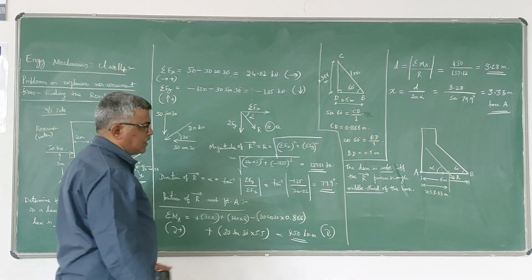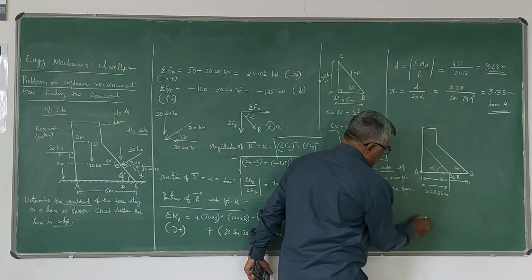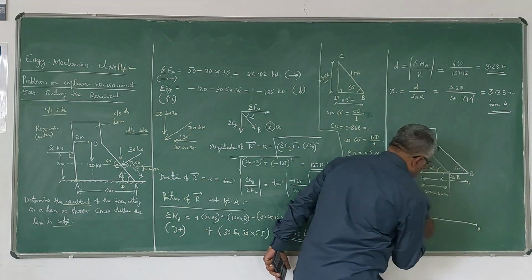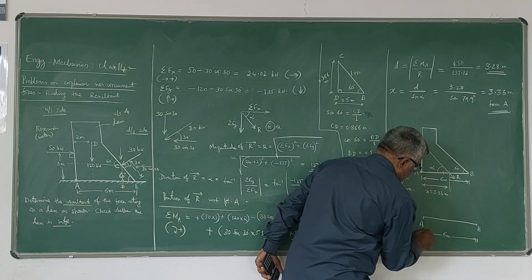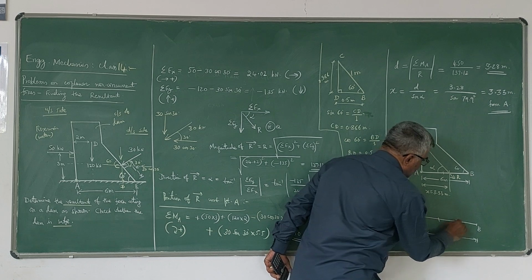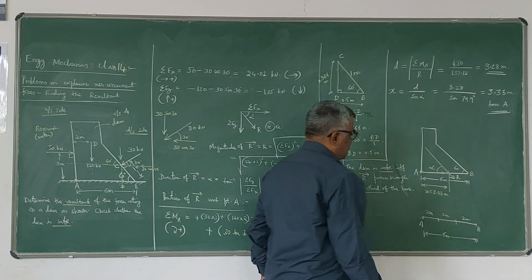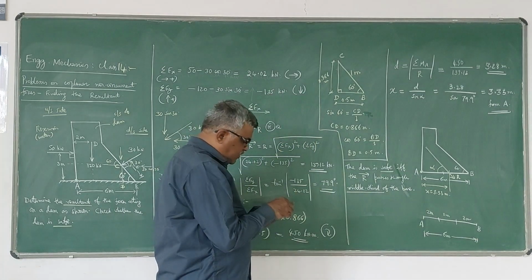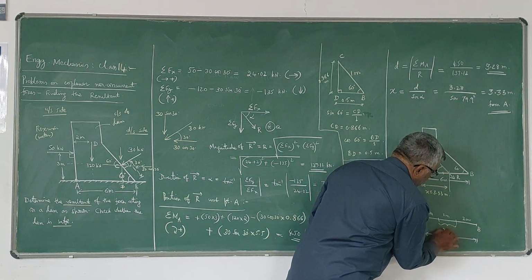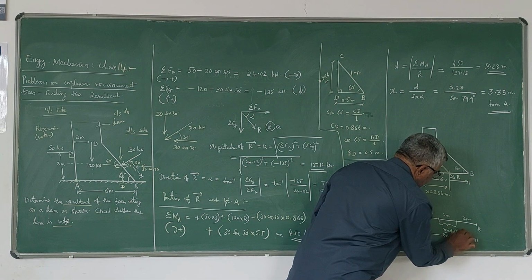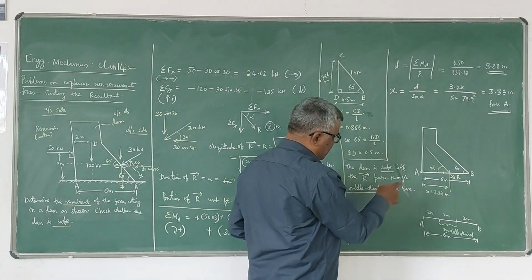What do you mean by middle third? Here the base is AB, which is 6 meters. This should be divided into 3 divisions. 1, 2, 3. So each division is 2 meters, 2 meters, 2 meters. 3 equal divisions. Now the dam is safe if the resultant passes through the middle third. So middle third is this portion. So you have to check whether the resultant passes through that middle third.